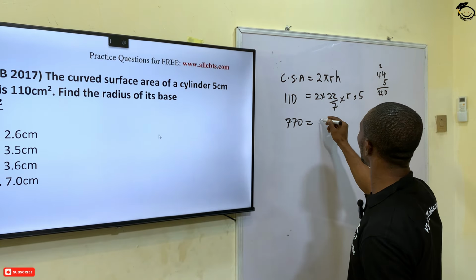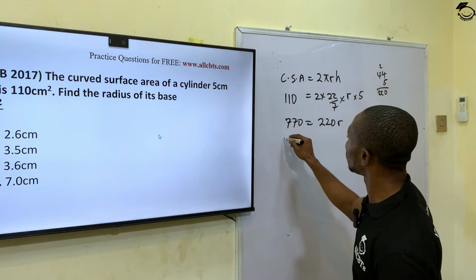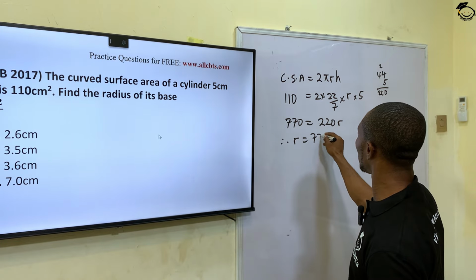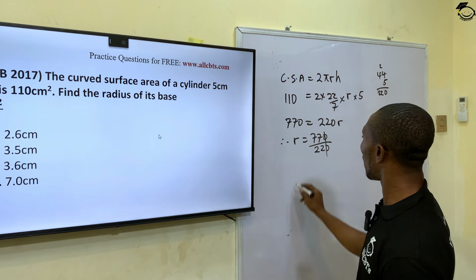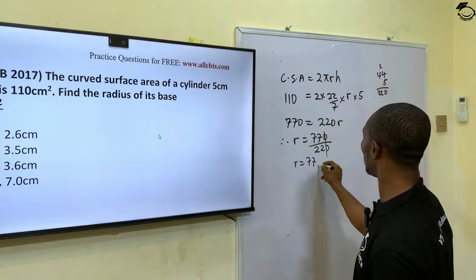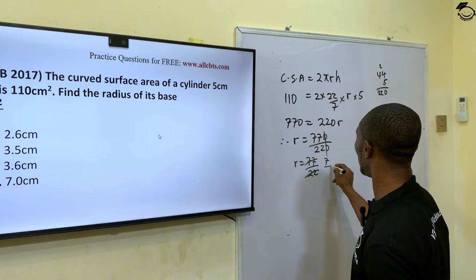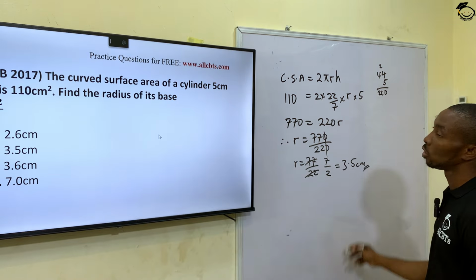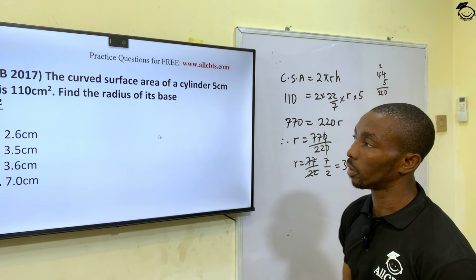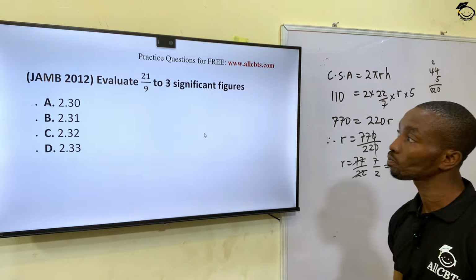So this gives us 220r. Okay? So therefore, our r equals 770 over 220. So r equals 77 over 22. 11 here, 7, 11 here, 2, which gives us 3.5 centimeters. So our radius will be 3.5 centimeters, which is our option B.